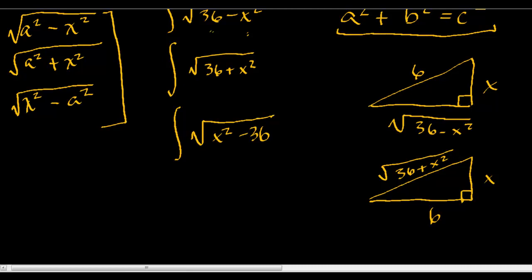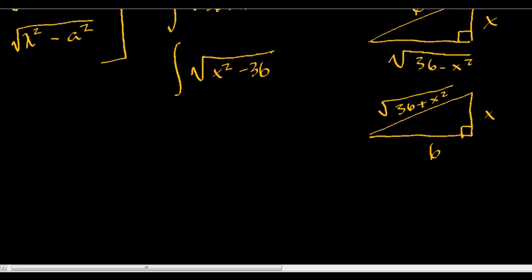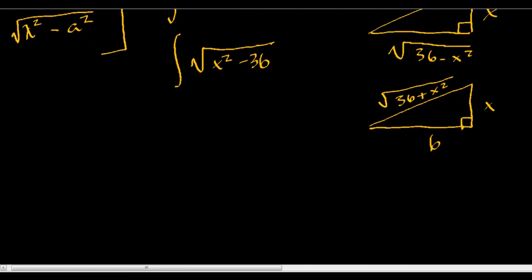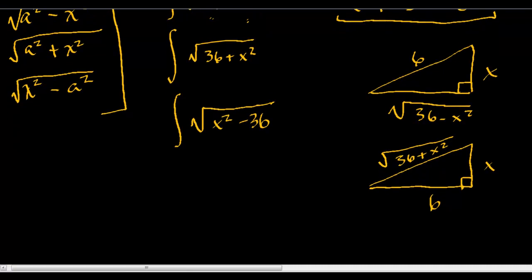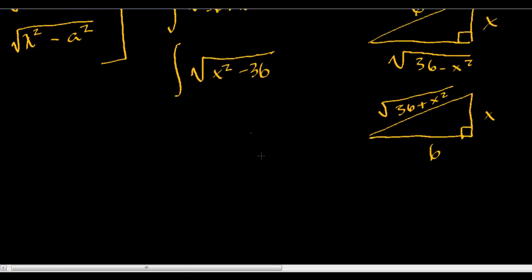And then for the last one, x squared minus 36. How do we get that? Okay, it's the same thing. There's only one way to get a minus sign in this equation. Bring one of the sides over, which means that because the x squared is the positive number, that's the c in the triangle. It's the hypotenuse. So we get x, and we get 6, and we get the square root of x squared minus 36.